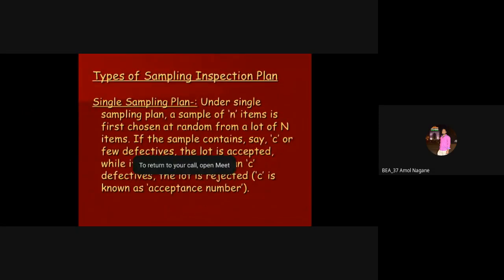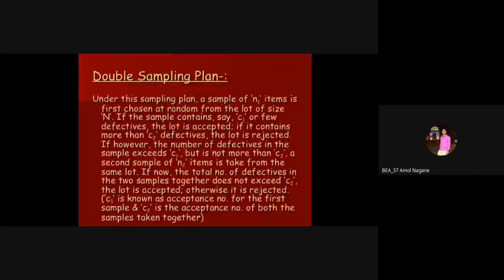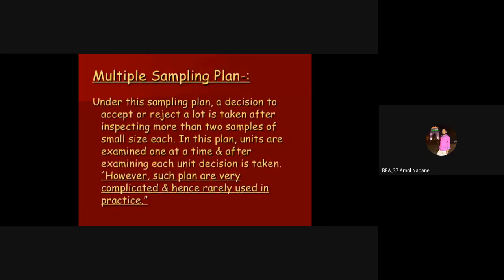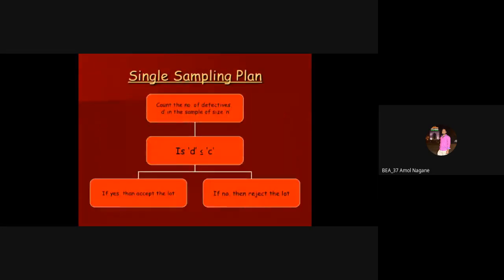Now the next point is the types of sampling. There are two types: single sampling plan and double sampling plan. A third type, multiple sampling, is also there. So what is sampling?